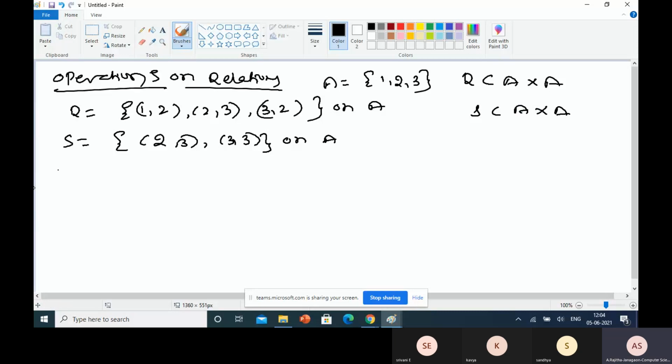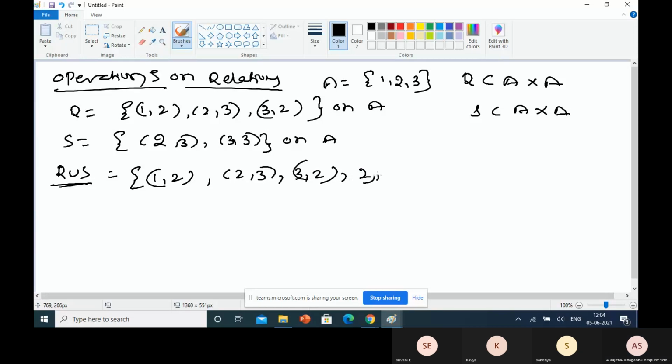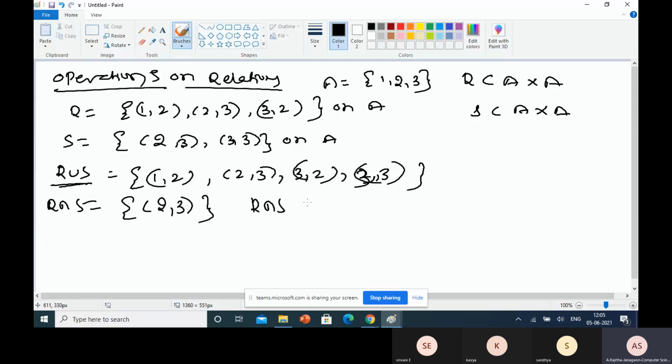Now R union S. So this is union on two relations. That is (1, 2), (2, 3), (3, 2), next (3, 3). Next R intersection S. You know what the intersection is. So it contains only the ordered pairs that are common in both the sets. Here R intersection S is always a subset of R as well as a subset of S as well as a subset of R union S.